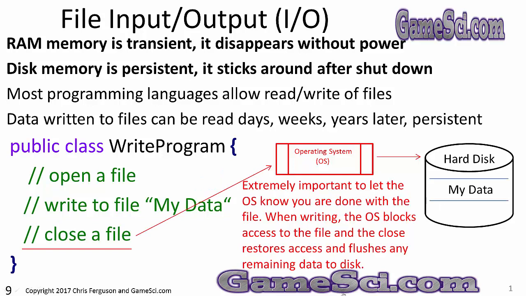Now you need to close the file. It's extremely important to let the operating system know you are done with the file when writing. The operating system blocks access to the file, and the close restores access to the file and flushes any remaining data to disk. I never consider a write complete until I'm sure the file has been closed and the data has been flushed to the hard drive.